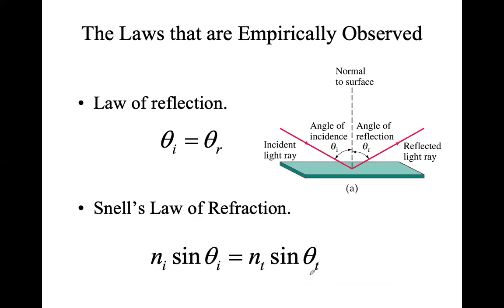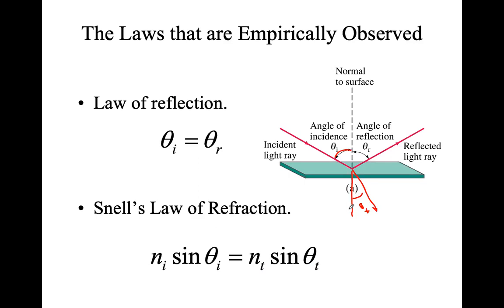And the law that governs the angles when the light is refracted is referred to as Snell's law. And it says the index of refraction going in times the sine of the angle going in is equal to the index of refraction going out times the sine of the angle going out, and realize that angle is with respect to the normal to the surface. So a refracting ray would be right there. The angle is theta t here, with respect to the normal to the surface.